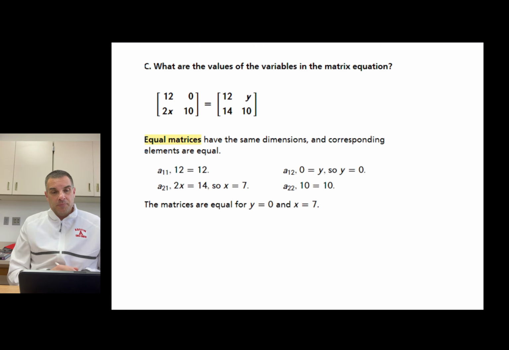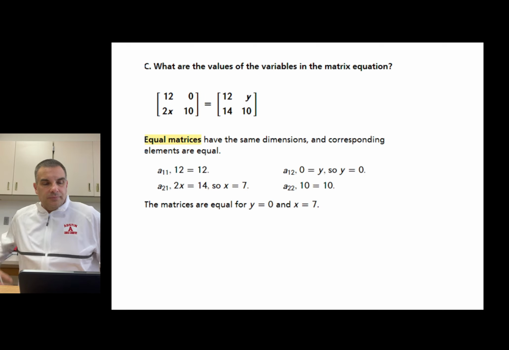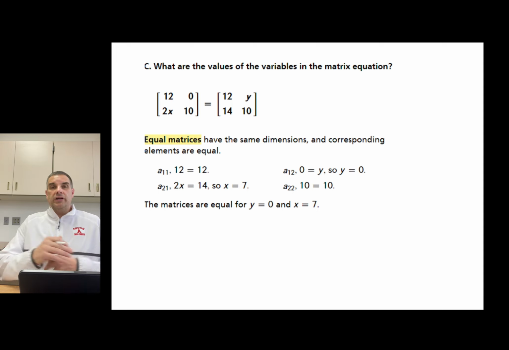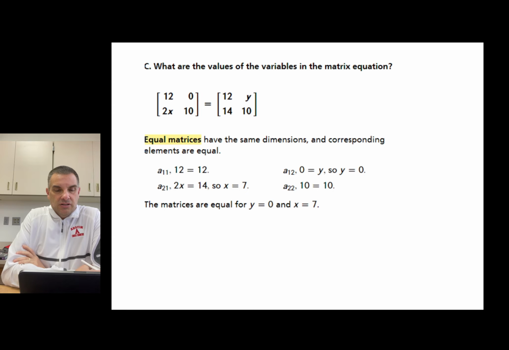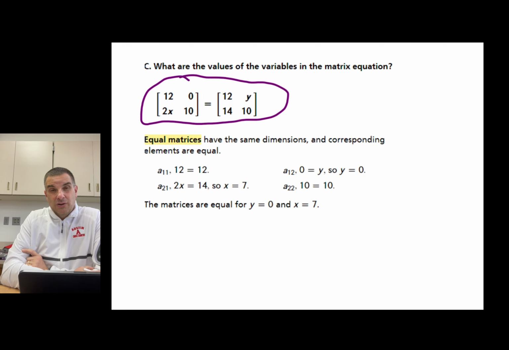Okay. A couple other things about matrices. You can have equal matrices. What are the values of variables in matrix equations? Equal matrices are matrices that have the same dimension. We say that these two matrices are equal to each other, one, because we put an equal sign between them, and they have the same dimensions, and the corresponding parts are going to be equal to each other.